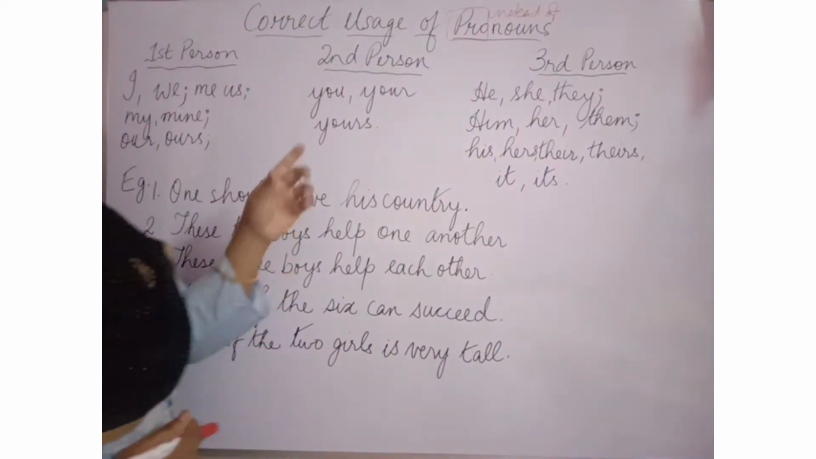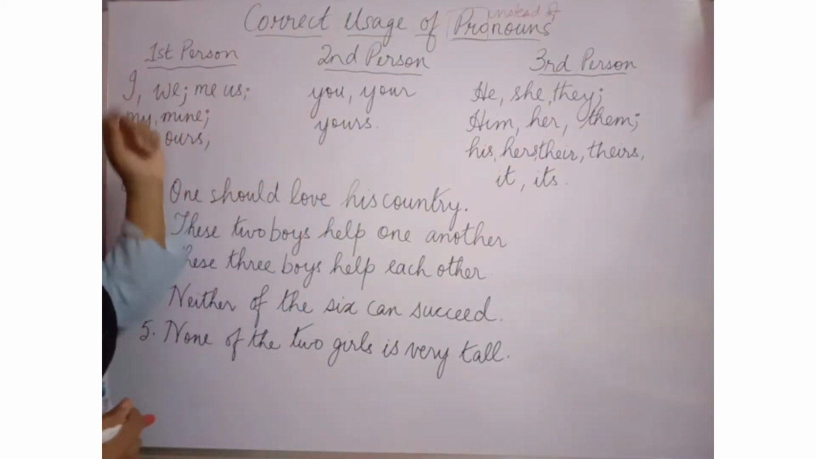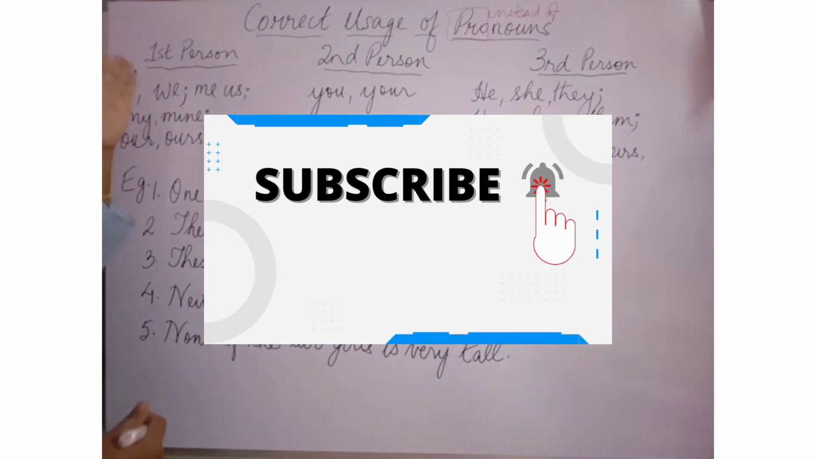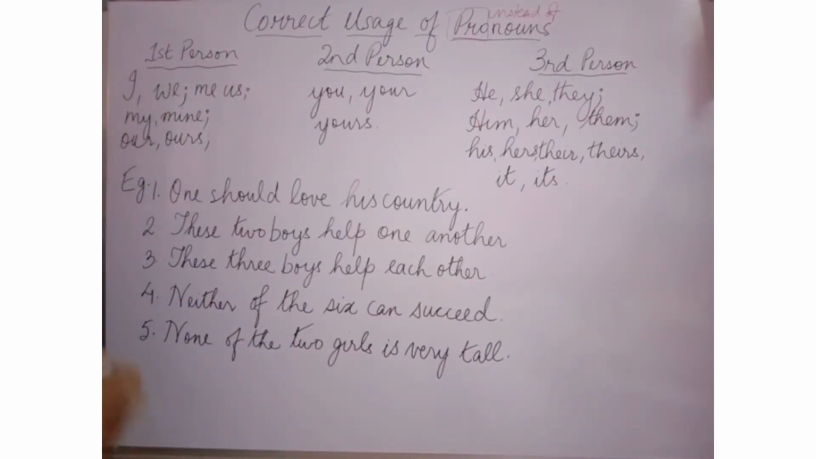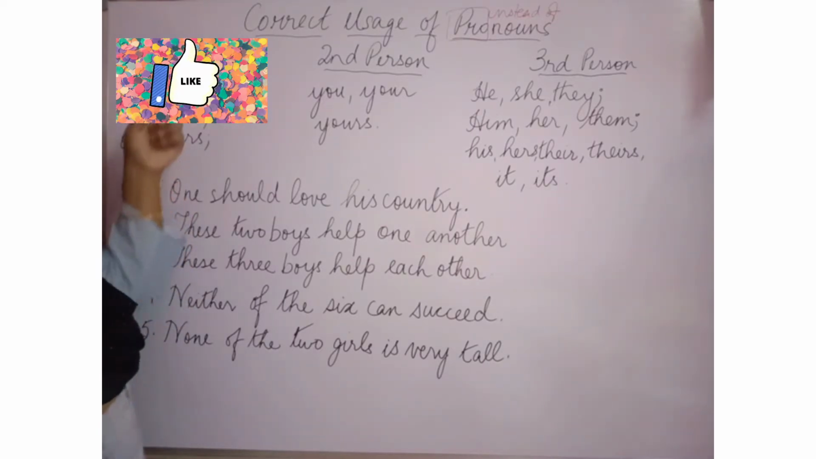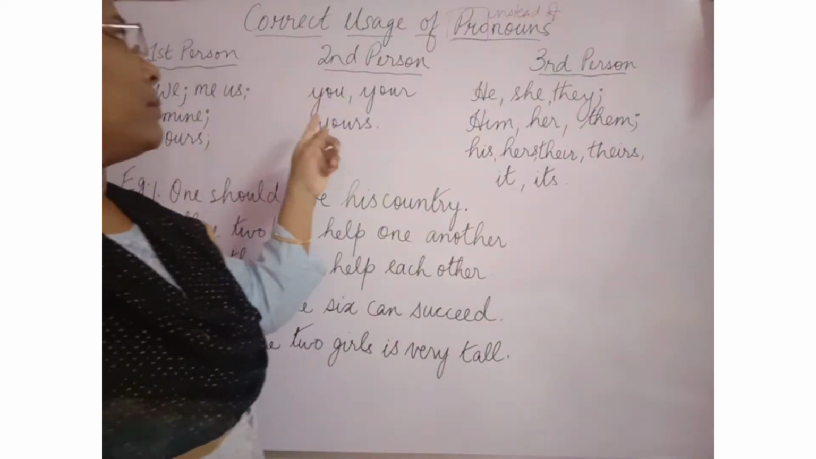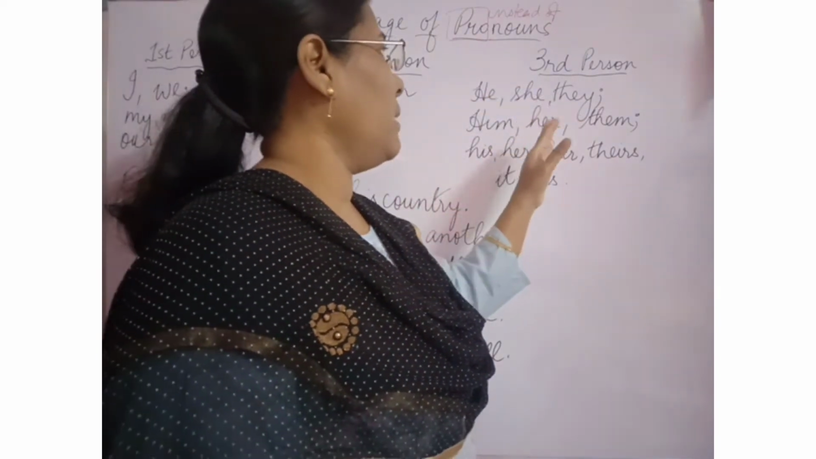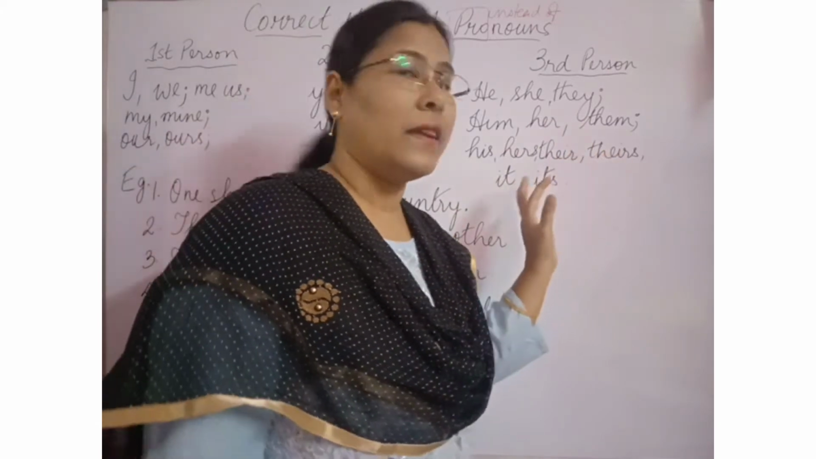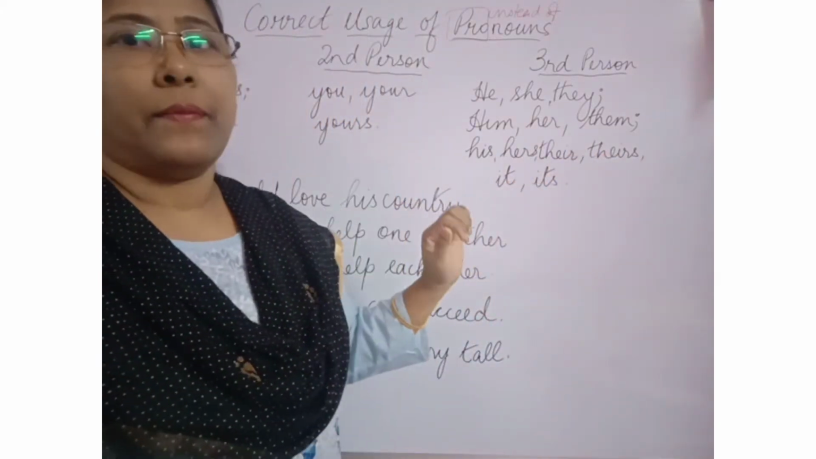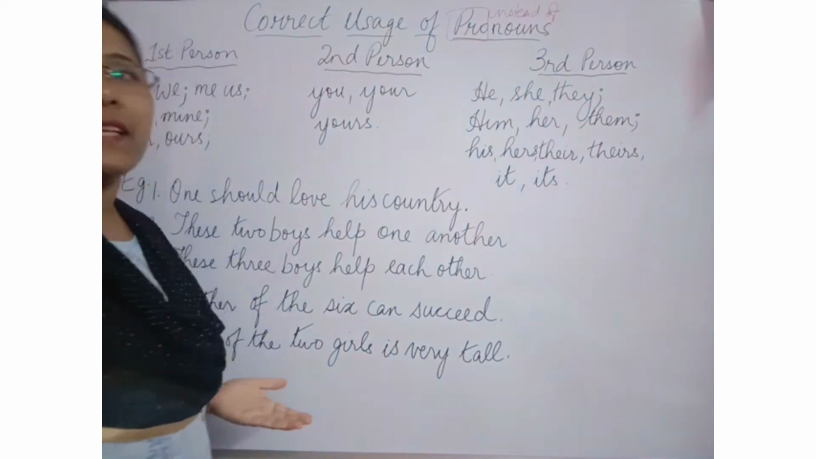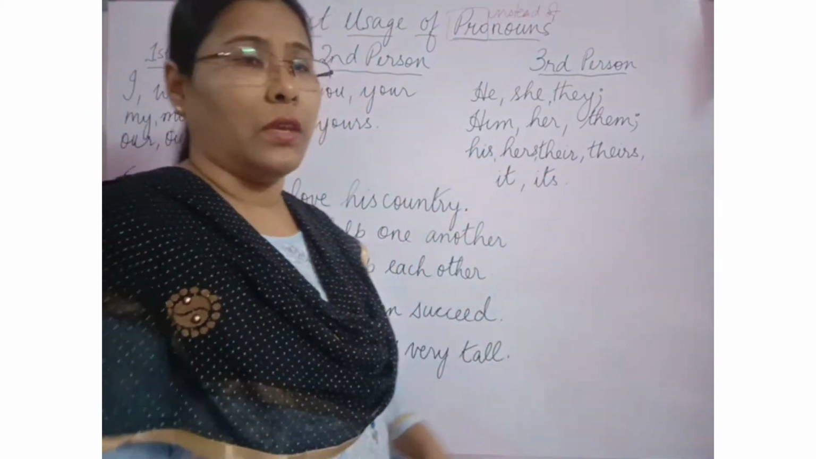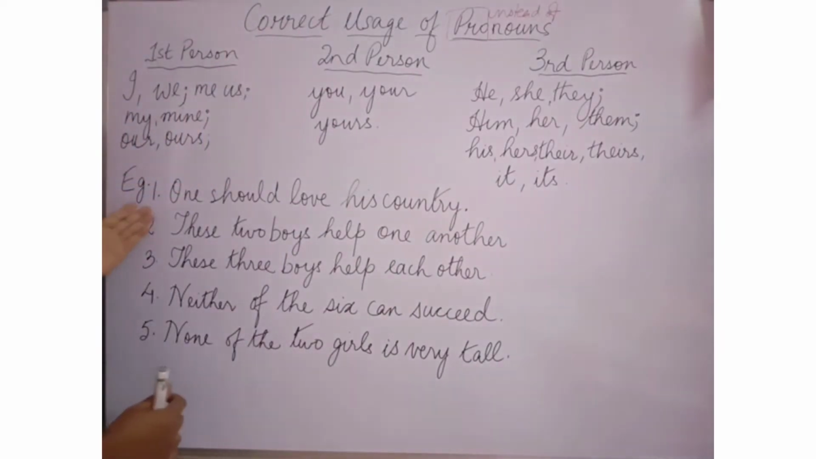Now, pronouns are divided into three persons. First person, second person and third person. Now you see, first person: I, we, me, us, my, mine, our, ours. These are the first person. Now second person is you, your, yours. Third person: he, she, they, him, her, them, his, hers, their, theirs, it and its. Now, with the help of these examples, we will see how they are used and sometimes how they are wrongly used.